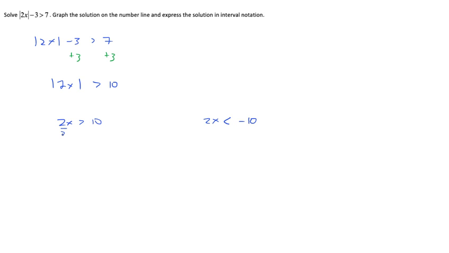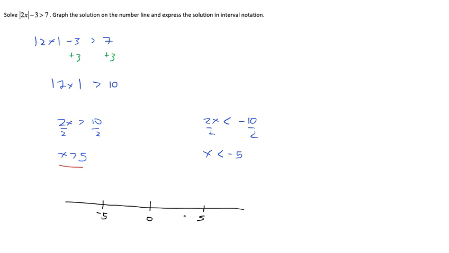So let's go ahead, we'll divide this by 2, so we get x is greater than 5. And here when we divide by 2, we get x is less than negative 5. So we should be able to sketch the solution on the number line. So let's just do 0. I'm going to put the 5 here and the negative 5.